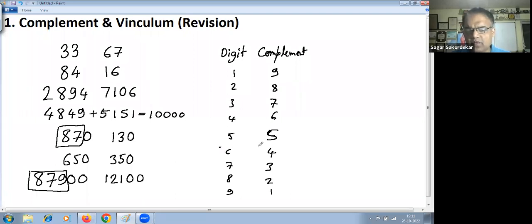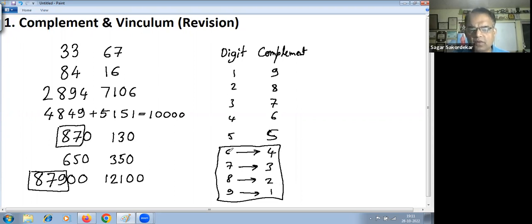Now, what is important within this, and required for the next topic, Vinculum, is that we will convert any number by removing certain digits using their complements. Instead of 6, we'll use 4. Instead of 7, we'll use 3. Instead of 8, we'll use 2. And instead of 9, we'll use 1. And get any number without the digits 6, 7, 8, 9. We'll achieve that by using Vinculum. So let's revise Vinculum. Again, Vinculum we did thoroughly in Part 2.